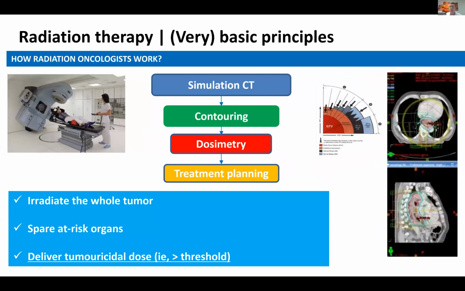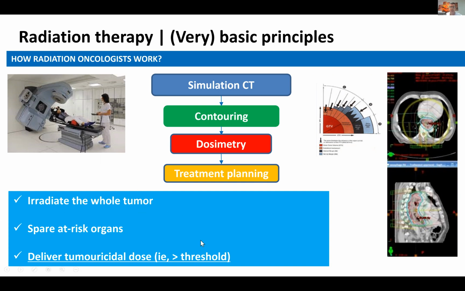Why? Now we know why. Because if we look at how our colleagues, radiation oncologists, are working, they are doing simulation CT, contouring, dosimetry, and planning. But more importantly, they are following very simply 3 rules. The first one is they want to irradiate the whole tumor, not only a part. And in these trials, many patients were treated only in a part of their tumor. So obviously, the results were not very good. Second, they want to spare at-risk organs.